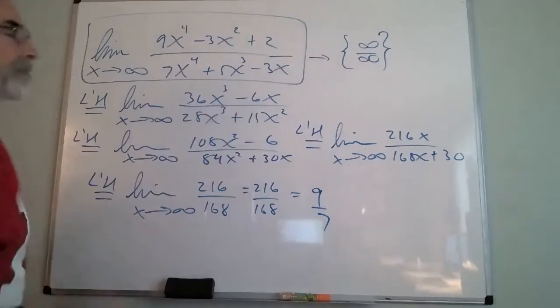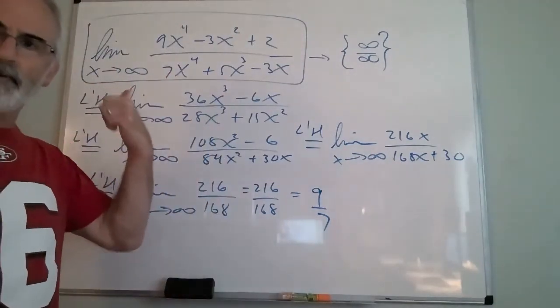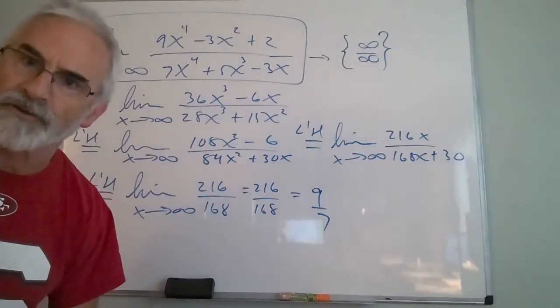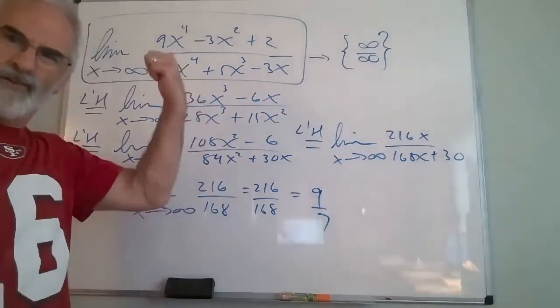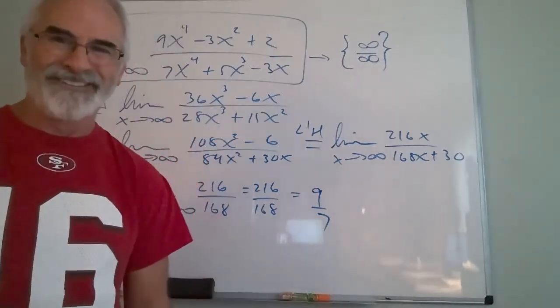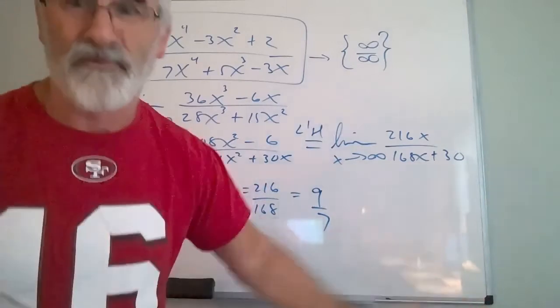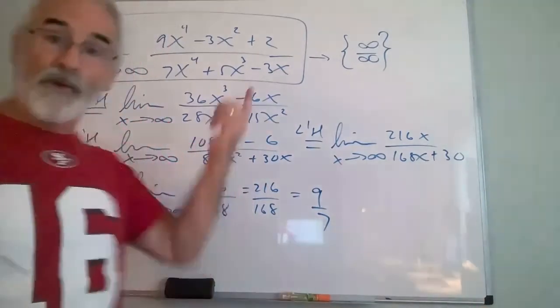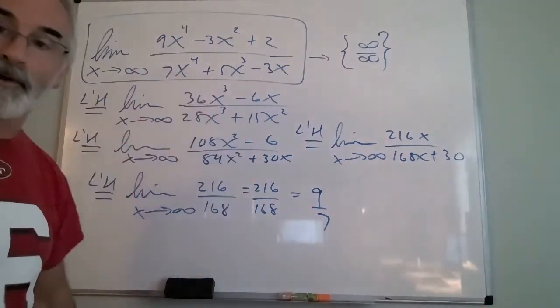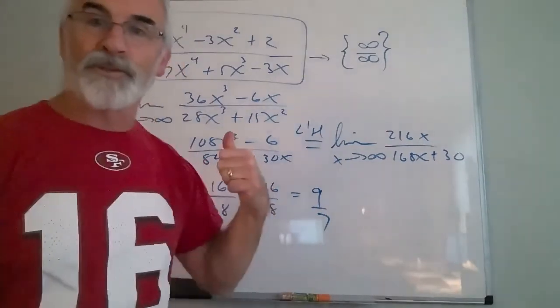I'm asking you the limit to infinity of a rational function where the degree of the numerator and denominator are the same. Don't we know the answer is 9/7, like in 1 second? Yeah, we knew the answer was 9/7 before we even had to do any work. We could multiply top and bottom by 1/x⁴ and get 9/7. So L'Hopital's rule was legal.